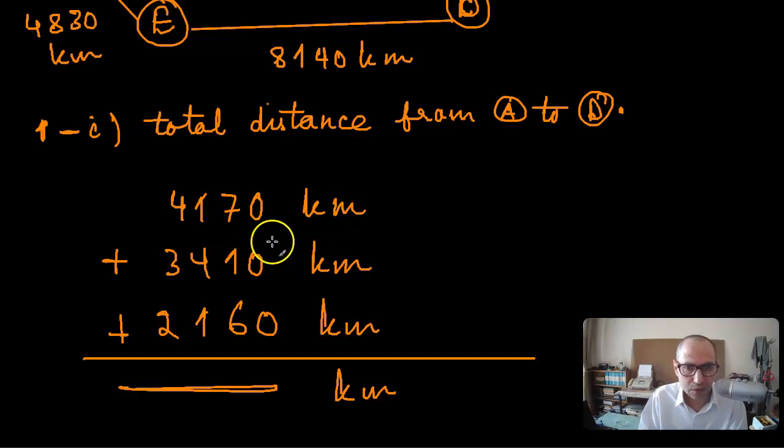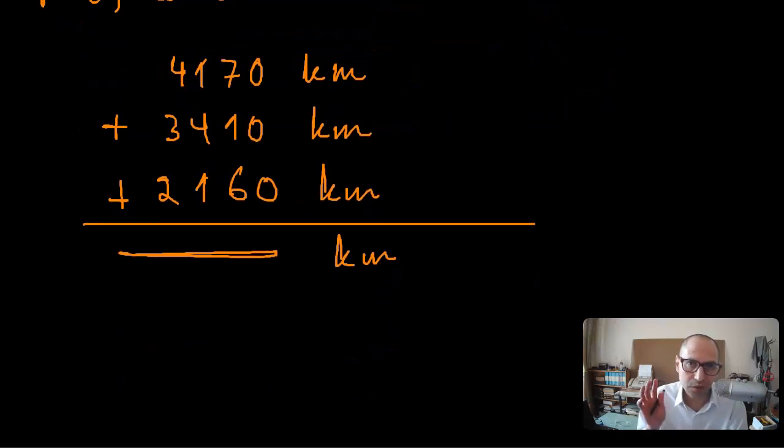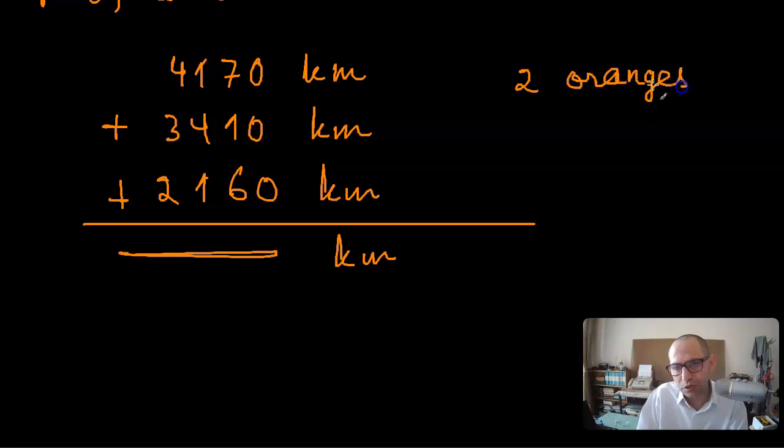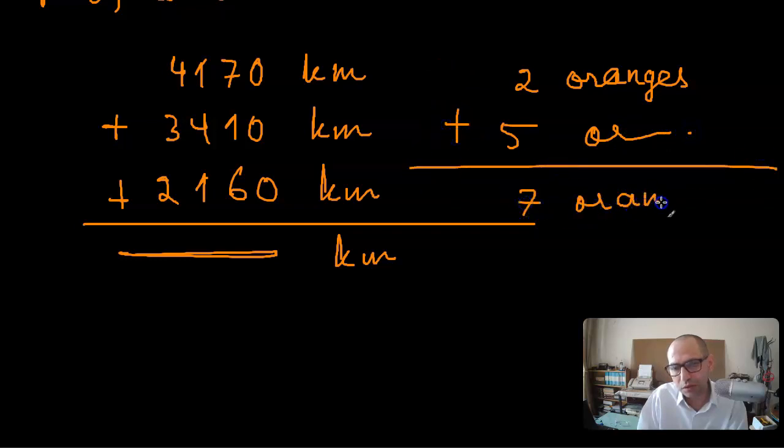I'm allowed to add these together only because all of these numbers are in kilometers. For example, if I ask you, you have two oranges in this room, five oranges in the other room, how many oranges do you have in total? Then you could simply add the number of oranges: two plus five, two oranges and five oranges, add them together, that gives us seven oranges. So this is allowed.